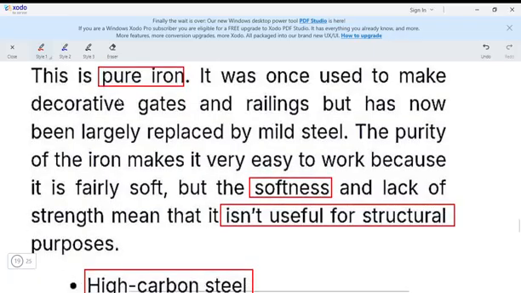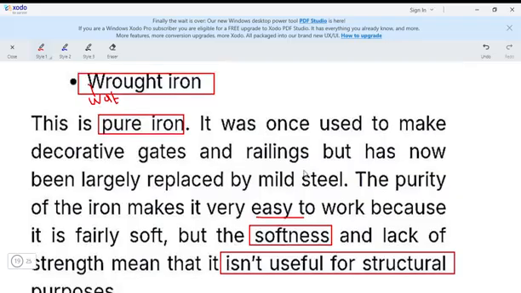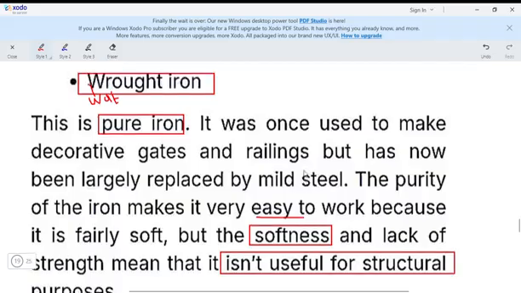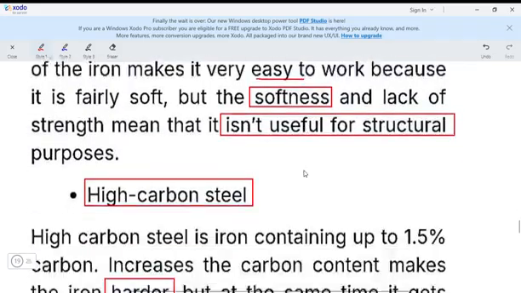So this one, instead of being hard, will be soft because it's pure. But it is the one that has impurities that becomes stronger. So what gives strength is different things that come together. But if there is no combination, it will be somewhat soft. And that's why they don't use this kind of wrought iron for structural purposes.